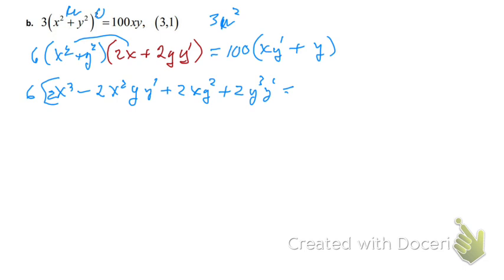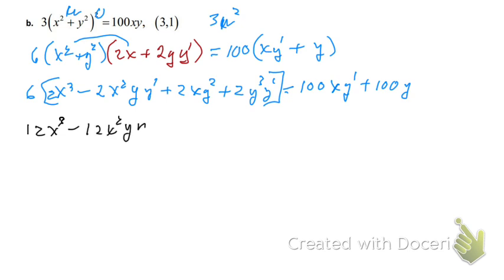What does a y prime even mean? It means the derivative of y with respect to x. On this side, I've got 100 times xy prime plus 100y. Check my math. On this side over here, I've got to multiply by 6 now. So I've got 12x cubed minus 12x squared y prime plus, a lot of 12s here, 12xy squared plus 12.